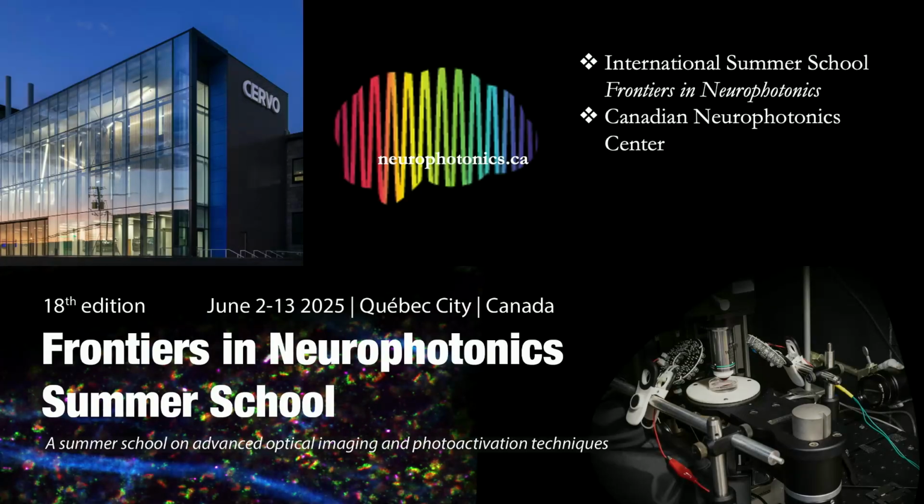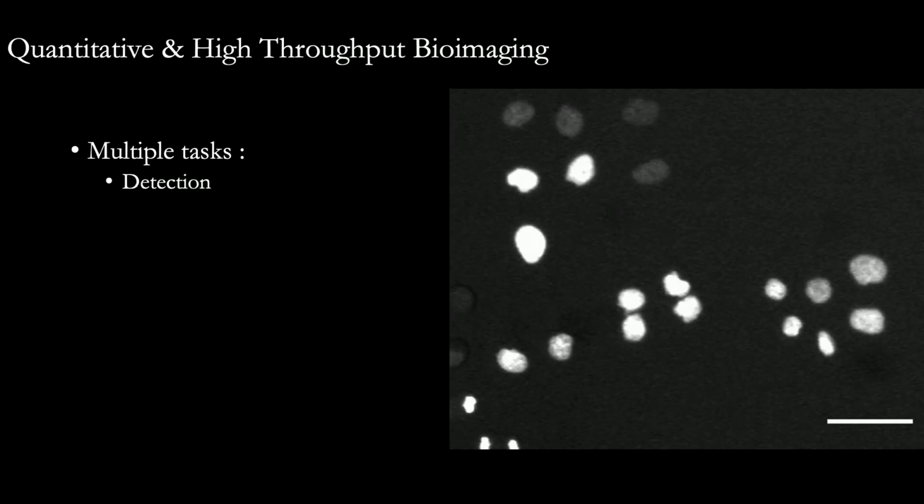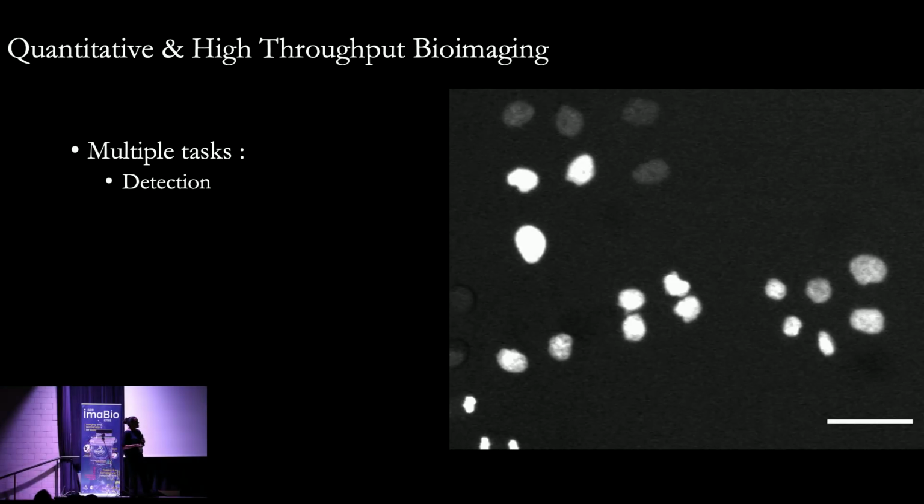So today we will talk about AI and about quantitative and high throughput bioimaging. And why do we develop so many approaches using AI right now in microscopy? Well, one of the reasons is that AI models can be very versatile, and we have multiple tasks when we look at our images and we want to quantify what is happening.